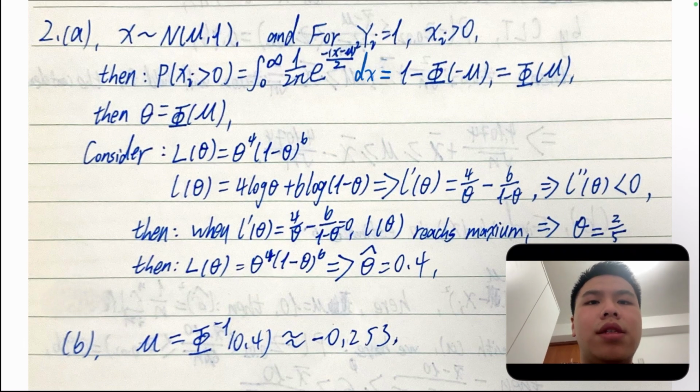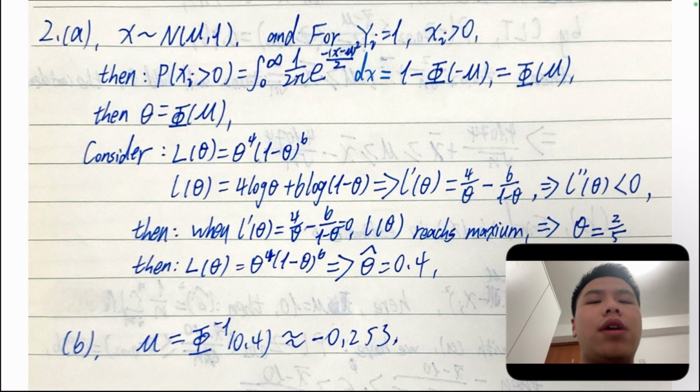Then the little theta is equal to capital Theta of mu, and we consider its likelihood function. L theta is equal to theta to the power 4 times 1 minus theta to the power 6, because in the question we know that there are 4 positive data and 6 non-positive data. So we take the logarithm to get the log likelihood function shown in the slide, which is equal to 4 times log theta plus 6 times log of 1 minus theta. We take the first derivative and the second derivative, and find that the second derivative is smaller than 0.